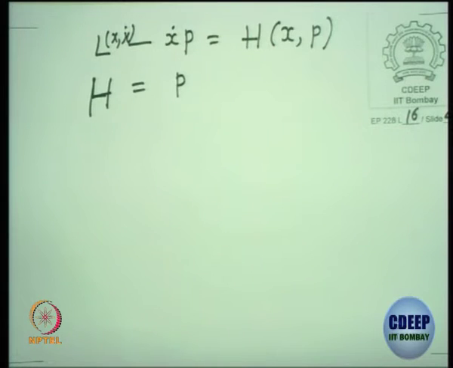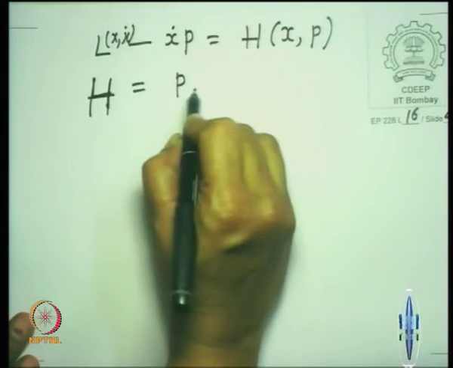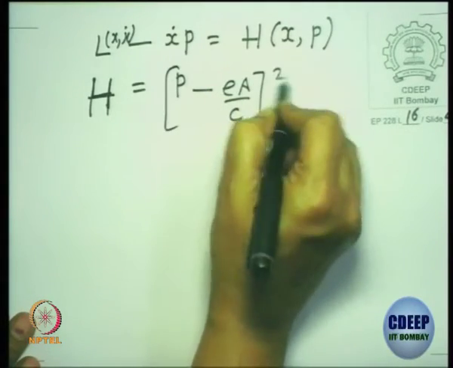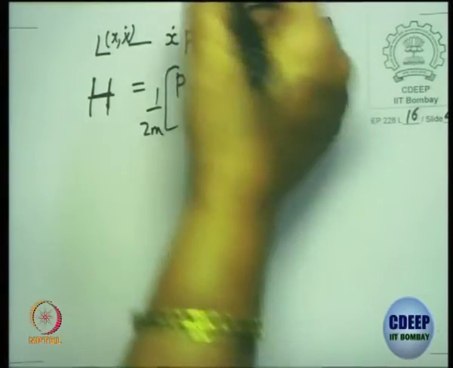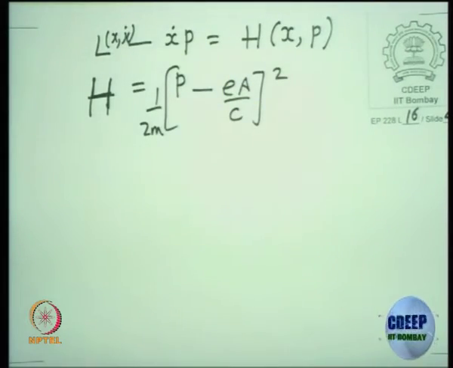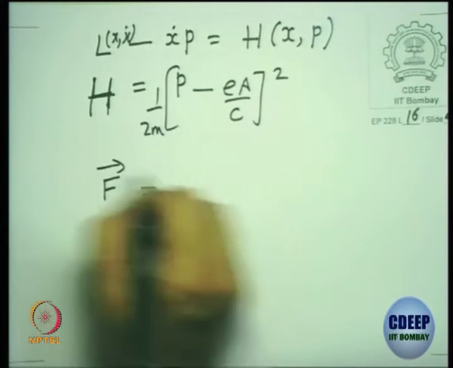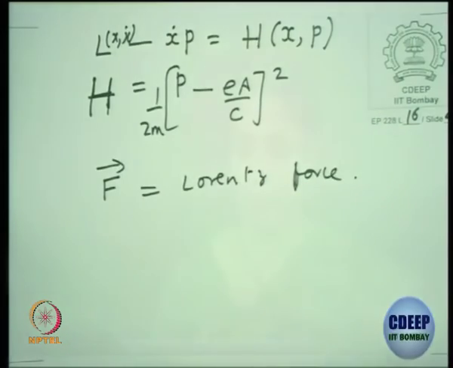So what I am saying is that for a particle in a magnetic field, if you replace p by p minus eA by c, the whole squared over 2m, in the free particle Hamiltonian, and you rewrite either the Euler-Lagrange equation from above or Hamilton's equations and convert them into a second order differential equation, you will end up getting a force which is the Lorentz force. I will leave it to you to check.